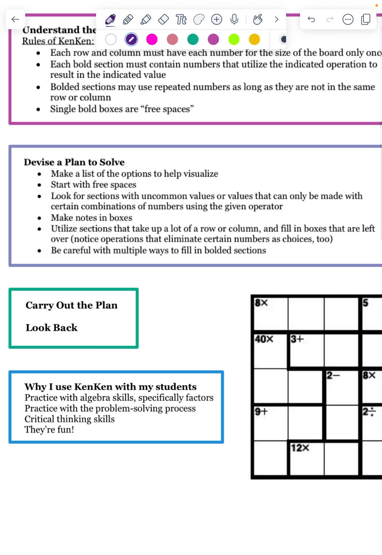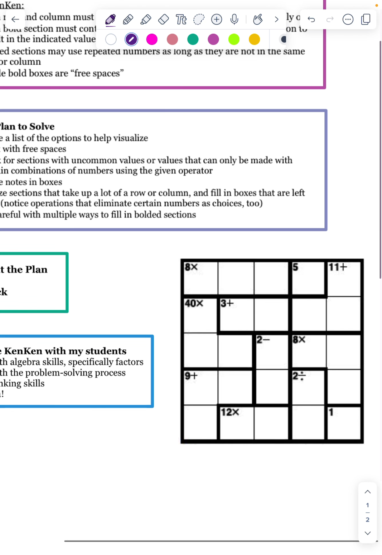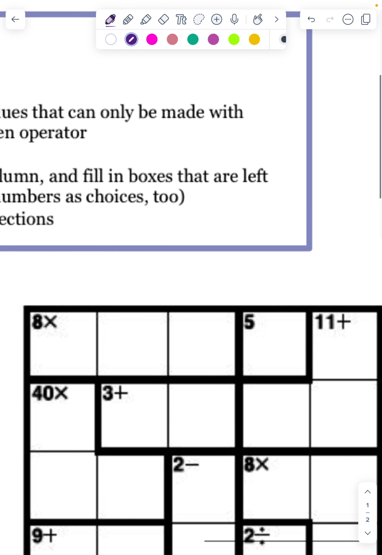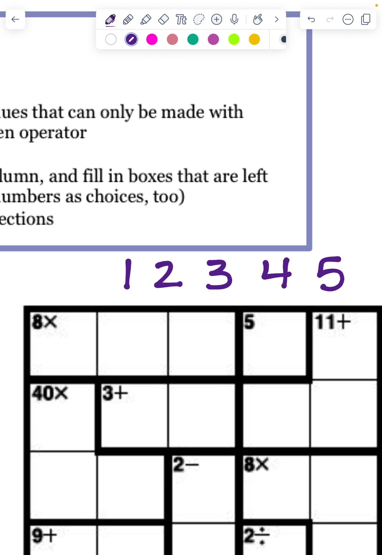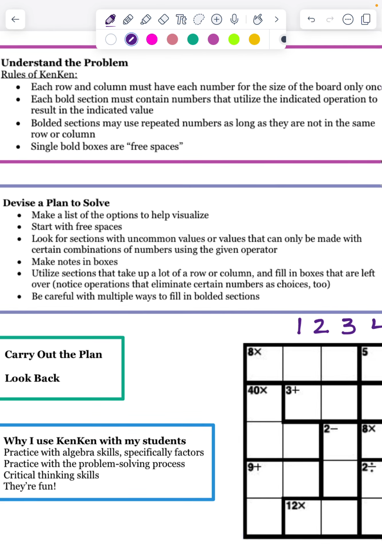First, I will make a list of options to help visualize. What I mean by that is, since this puzzle is a 5 by 5, I like to just write 1, 2, 3, 4, 5 at the top. And the reason is I like to just see the numbers because I'm a very visual person. I like to see the numbers there at the top. So when I get to a certain section, I can see what numbers I have to work with to make that number. And so I'll show an example like that in a little bit.